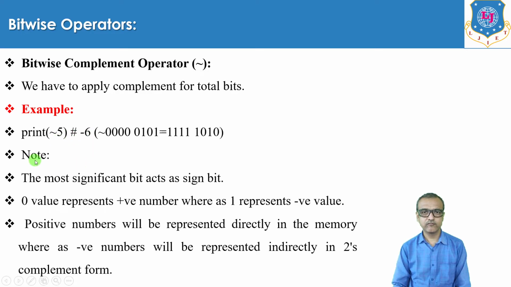Now keep in mind one important note, that the most significant bit acts as a sign bit. 0 represents a positive number, whereas 1 represents a negative number. Here, if the most significant bit is 0, then it indicates a positive number, and if this bit is 1, then it indicates a negative number. Positive numbers will be represented directly in the memory, whereas negative numbers will be represented indirectly in 2's complement form. And I have already discussed with you how to find out the 2's complement of a given number.